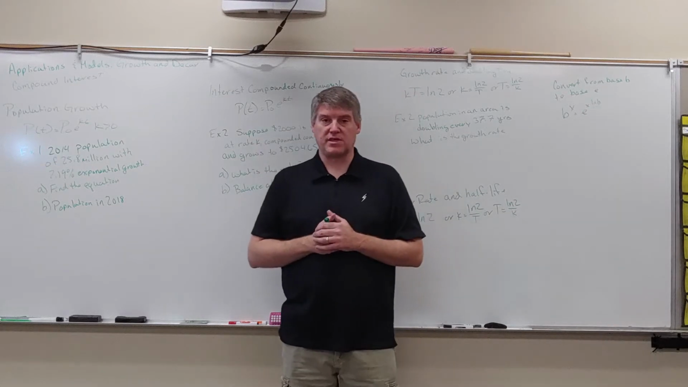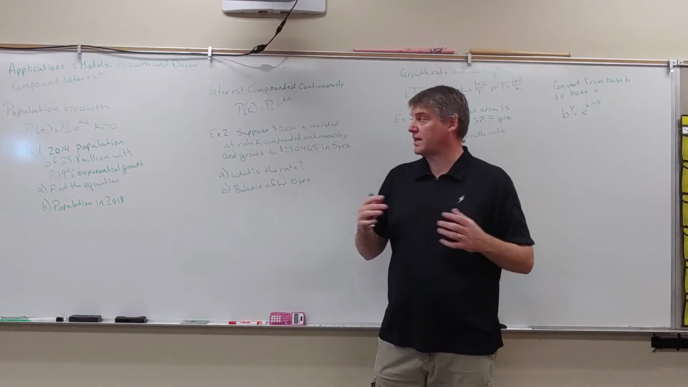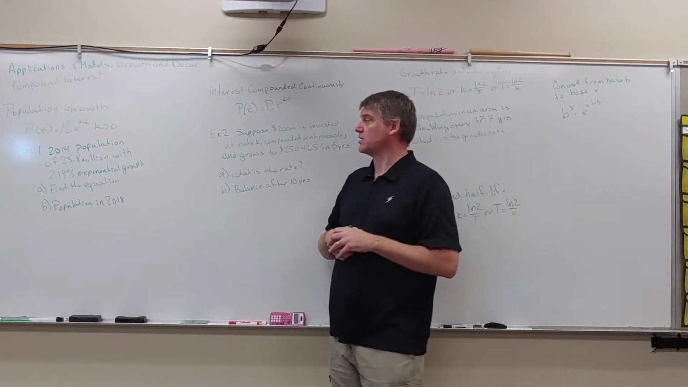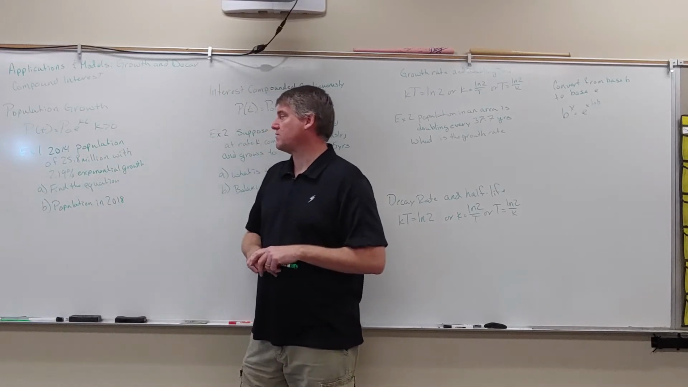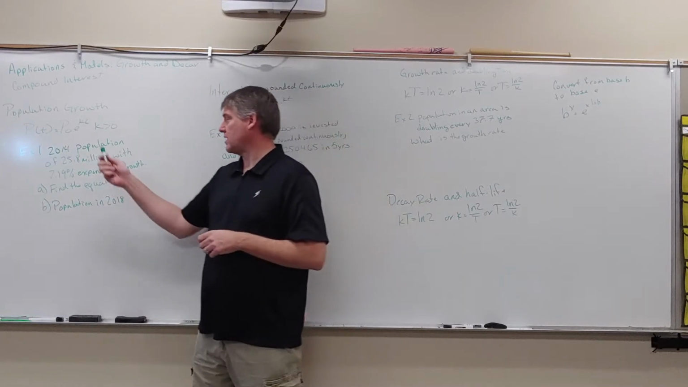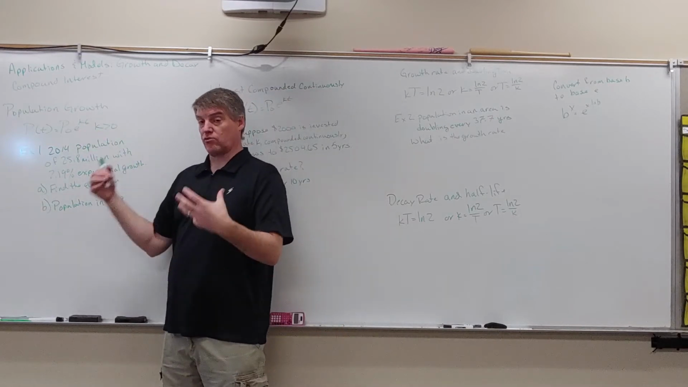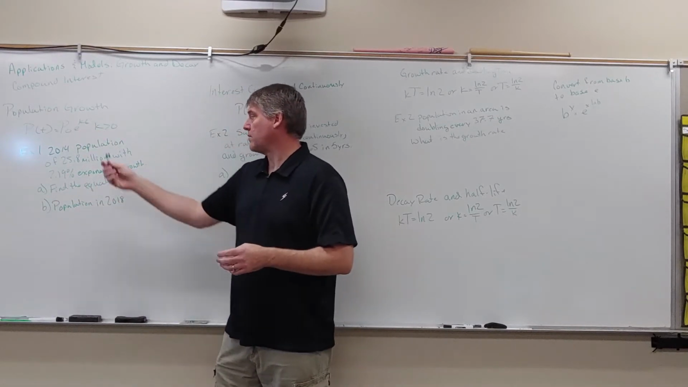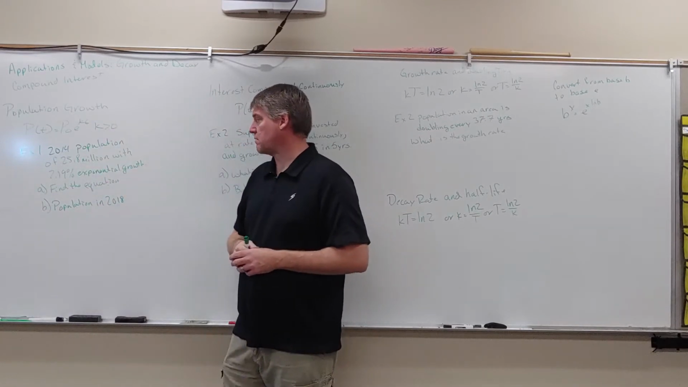We're going to talk about some of the applications and models. We're going to talk about growth and decay, and then compound continuous interest. So we have a population growth model here of P of t equals P sub 0 e to the kt, where P sub 0 is our initial population, k is our growth rate, and t is time in years, where k is going to be greater than 0.